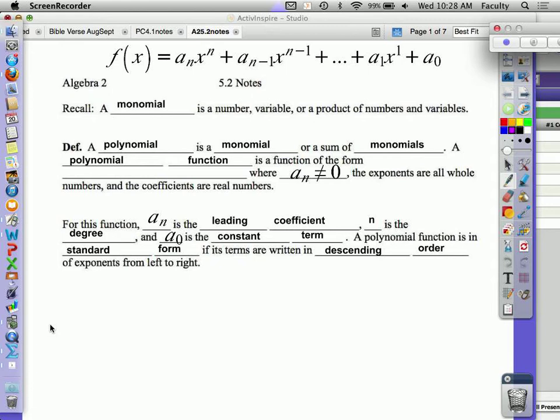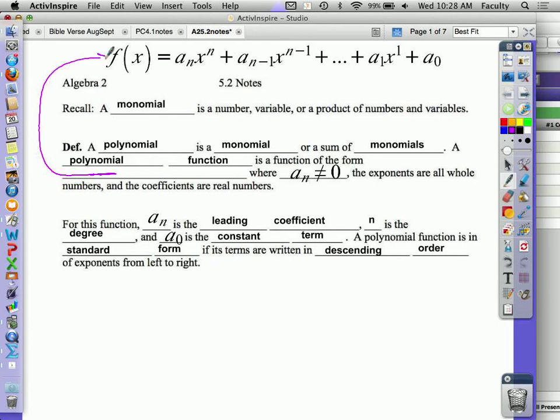I didn't have enough space, so this blank here is what's up here. That's just the formal definition of a polynomial. Let me use my highlighter here. In a polynomial, what's really important is that you realize that the exponents are whole numbers. So I want to give you a couple examples that are polynomials and some that are not.